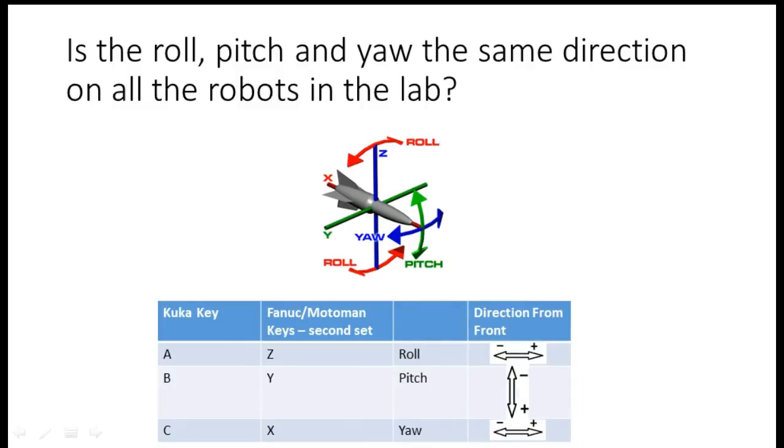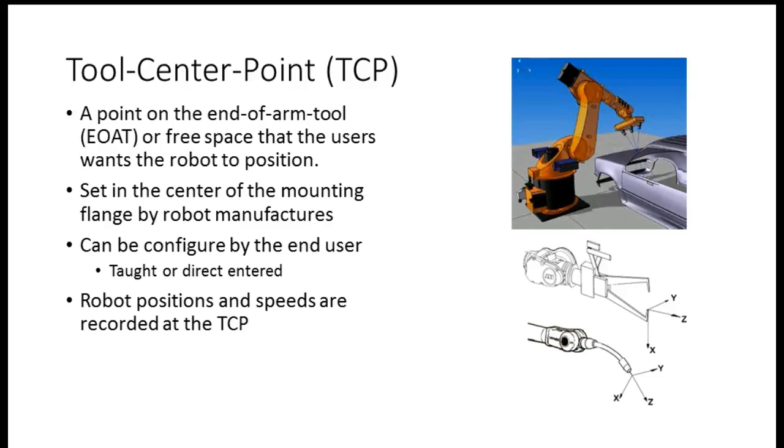And this is the direction of roll, pitch, yaw. Roll's kind of hard to do because it's actually going to do what? So here's roll. This picture's real nice. Tool center point is the point at the end of the arm or free space that the user wants the robot to position. Set at the center of the mounting flange by robot manufacturers. And of course, we can do what we call a tool frame. So when we set up a tool frame, we're establishing the tool center point. And we'll do that as a class this term. I think it's like the 8th, 9th lab. I don't know, but we'll do it as a class.